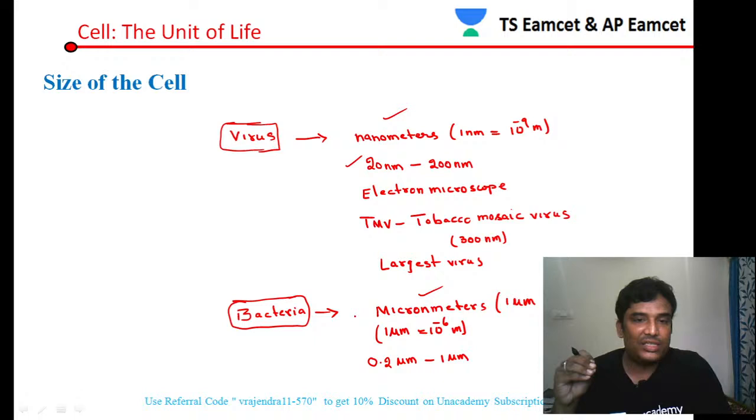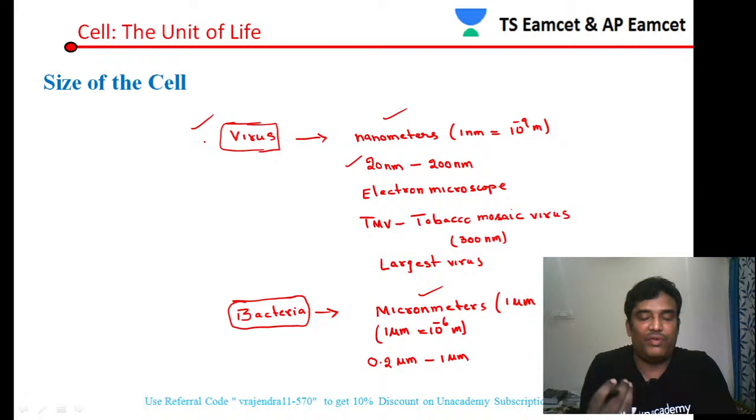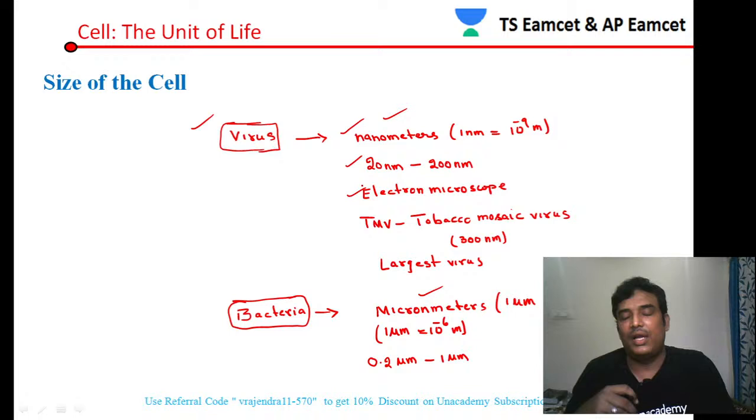Before that, what should we remember? The size of the virus cell: the virus is the smallest, and it is measured in nanometers. Its size is 20 nanometers to 200 nanometers. As it is very small, we cannot see it with the naked eye, so we have to use an electron microscope. The largest virus is the tobacco mosaic virus, and it is 300 nanometers.